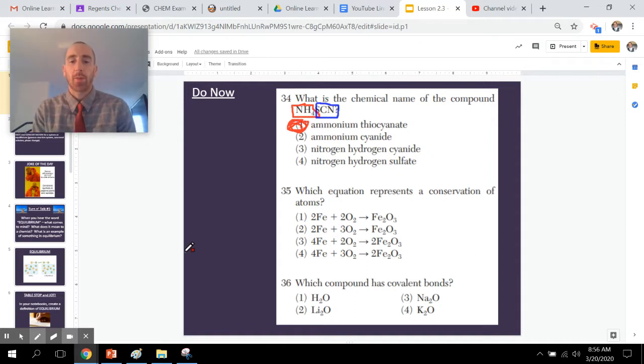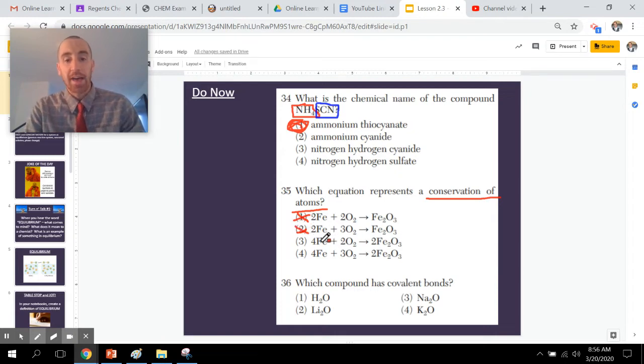Number 35, which equation represents a conservation of atoms? This is a conservation of mass question. When you see the phrase conservation of atoms, it's saying which one of these is balanced. So let's go one by one and see which one is balanced and which one is not. I have 2 Fe's and I have 2 Fe's on this side. So far, so good. I have 2 times 2 is 4 oxygens on the left, but I have only 3 oxygens on the right. That's not going to cut it. That is not balanced. I have 2 Fe's on the left and 2 Fe's on the right. I have 3 times 2 is 6 oxygens on the left, and I still only have 3 oxygens on the right. That one is not balanced.